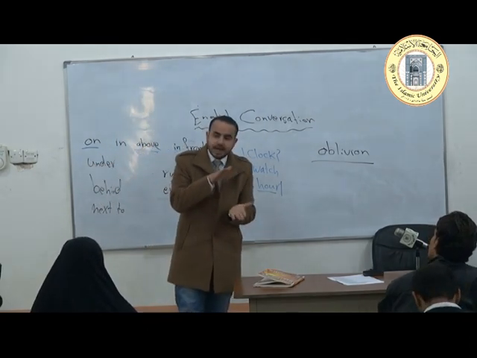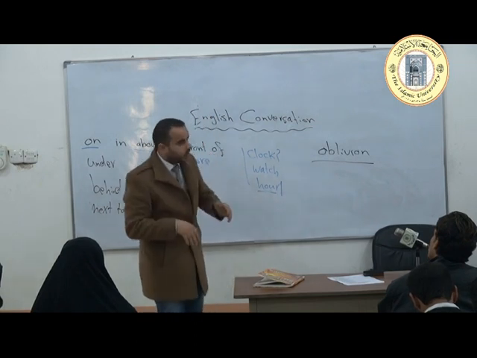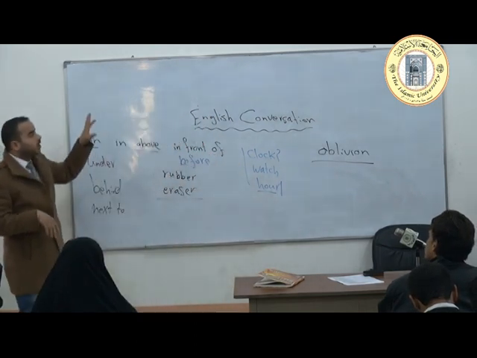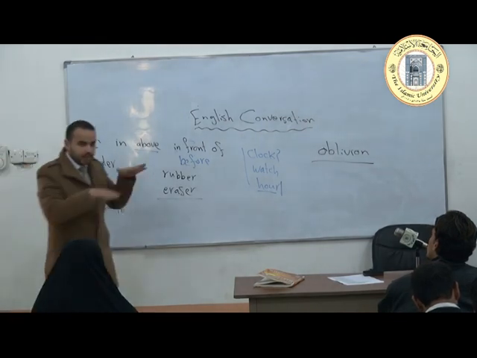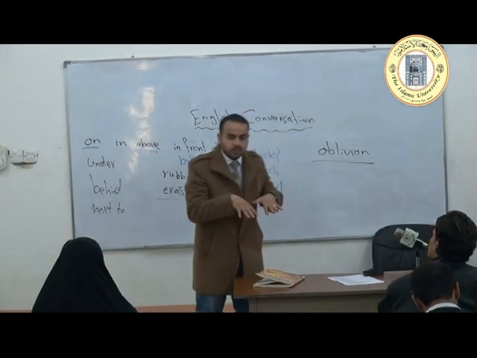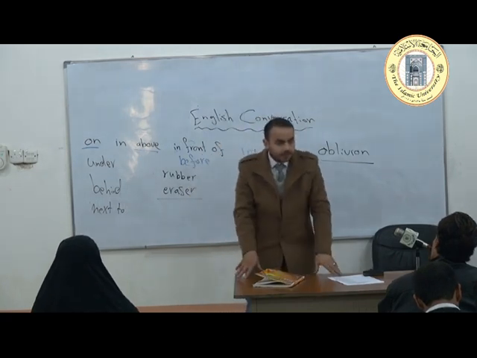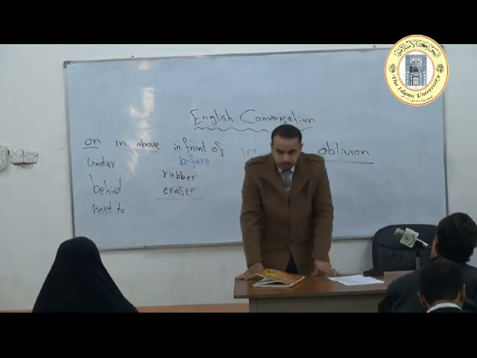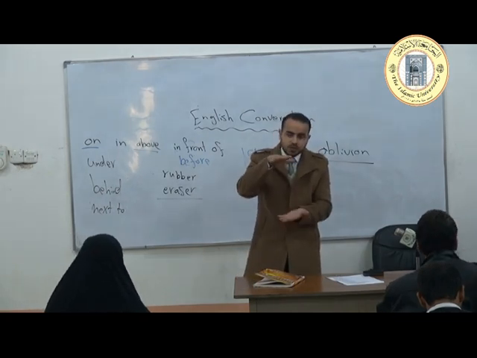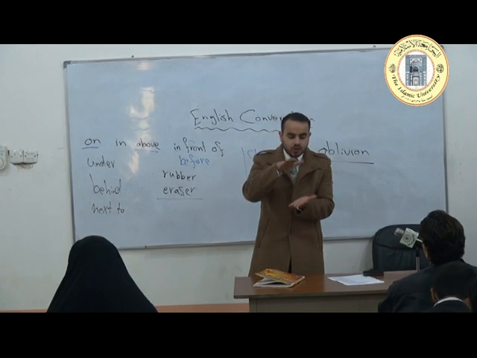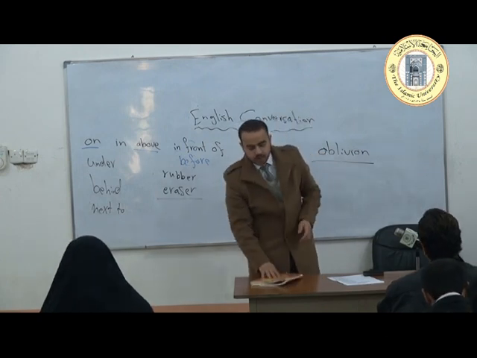On means there's direct contact. The clock is above the whiteboard. If the clock is on the whiteboard, the clock is touching it. Now you see the difference? Above, there's a space between the two. And on, there's a direct contact between them.